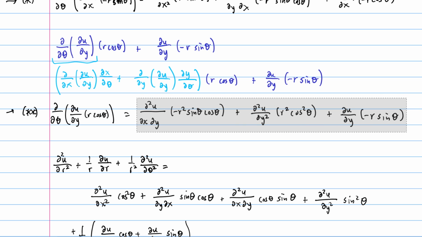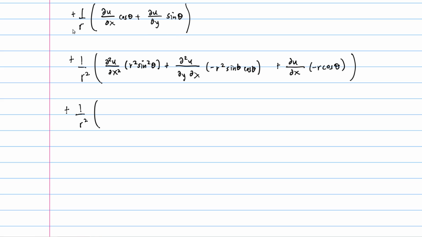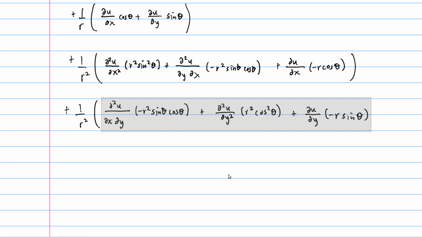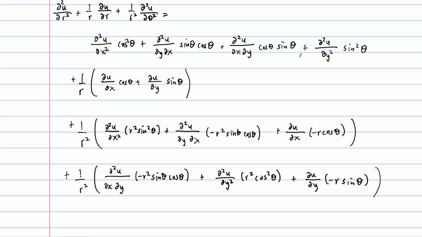So let's see. Copy, paste. All right, so this is it. This is everything. We have to add together all one. So this is equals, right? This plus all this plus all this plus all this.